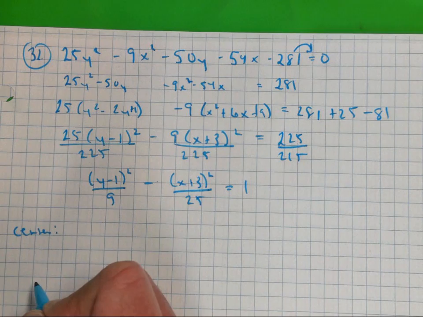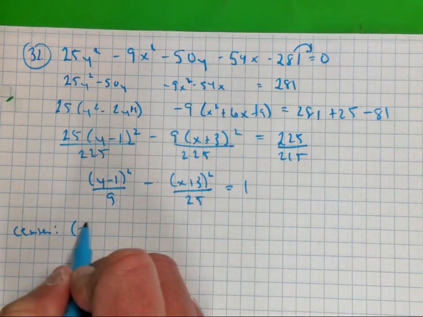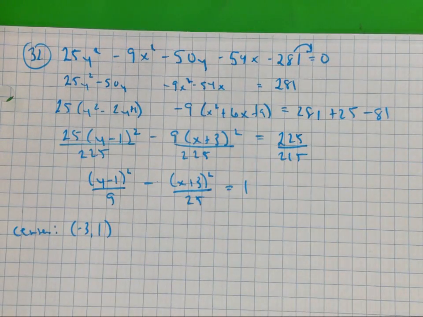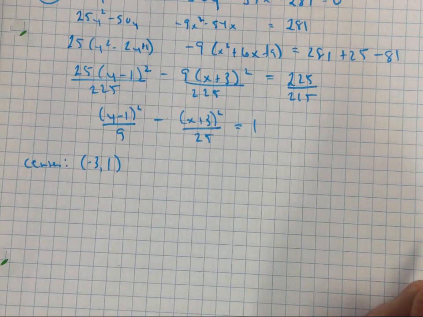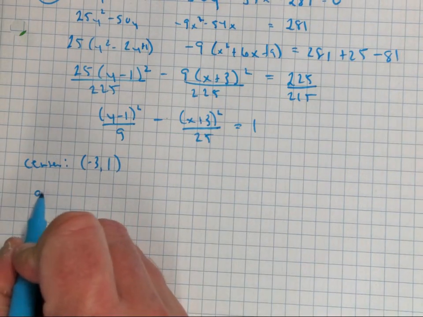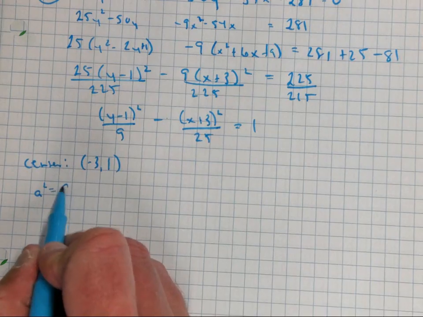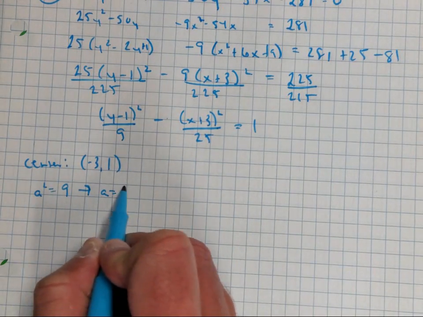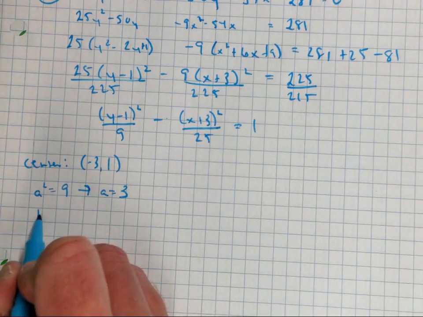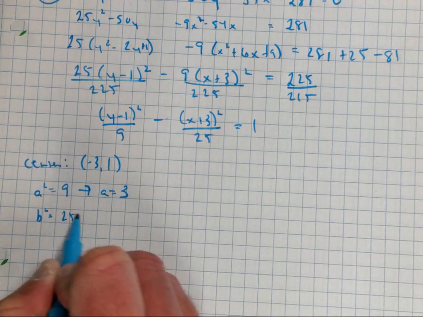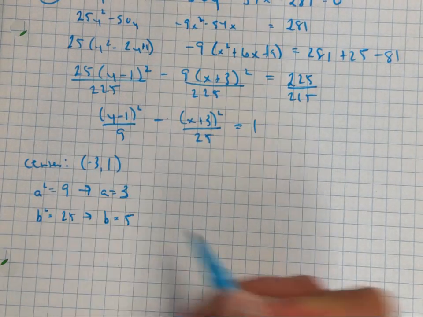Be careful. What's my center? Negative 3, 1. X value's over here. Your a squared always comes first, so a squared is 9, therefore a is what? 3. My b squared is 25, therefore my b is 5. Very good.